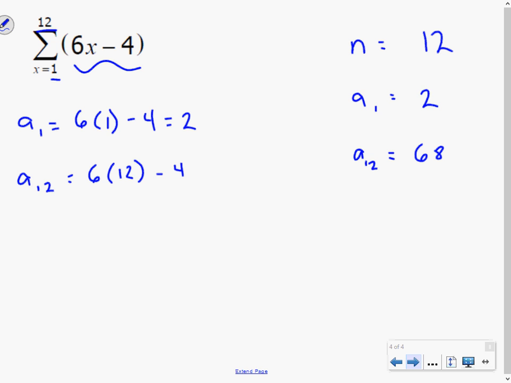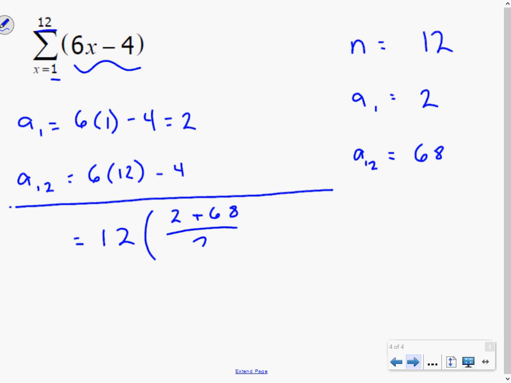Now we have all of the information we need. Okay, we can quickly calculate this sum now. Okay, the sum is going to be equal to 12 times 2 plus 68, all divided by 2. Okay, and again, if we go through this calculation, we're going to find that the sum of the first 12 terms in this sequence is 420.